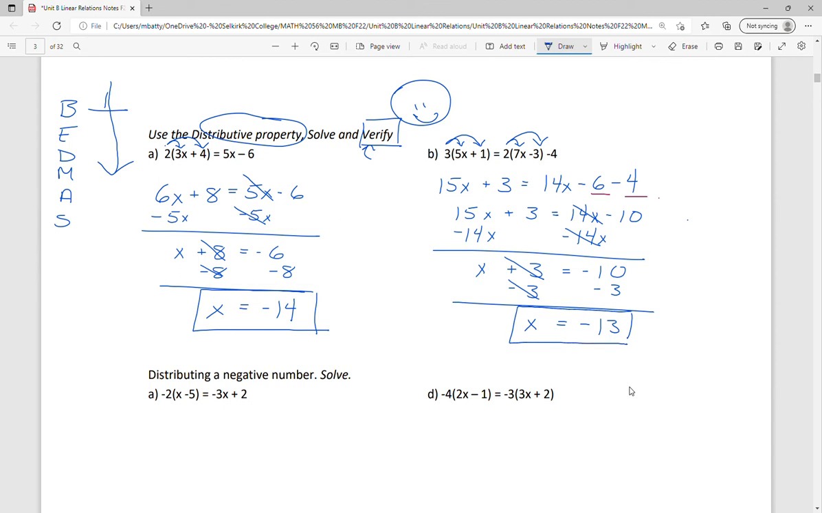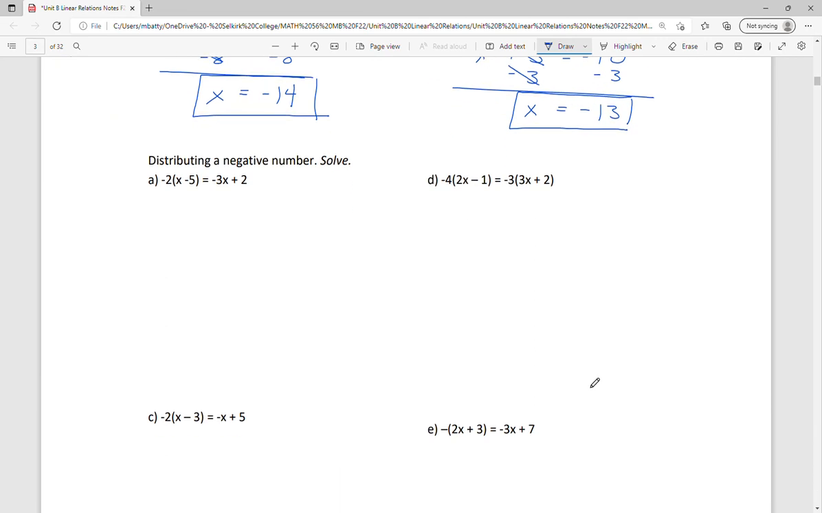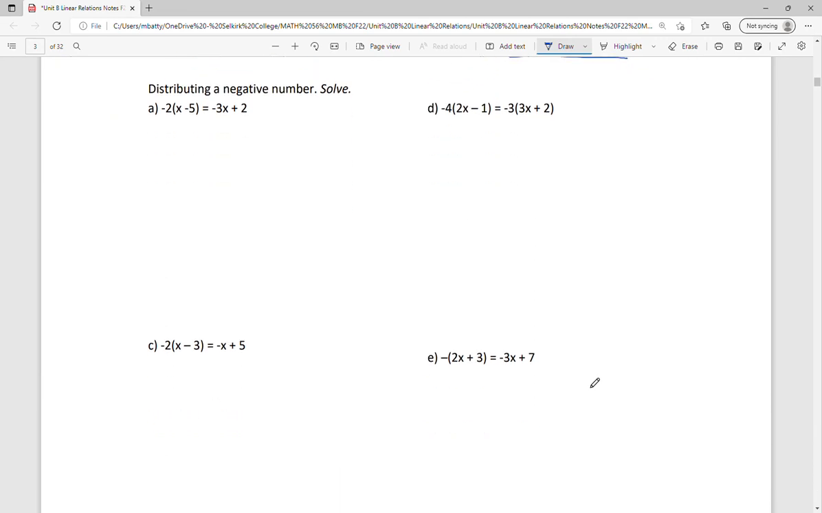So a few more on the page here before we get into the other part of this, and this is a bit of a longer video. We're going to distribute a negative number. So nothing different in this, but just watch your sign. So we'd have negative 2 times x, so that's negative 2x. Negative 2 times negative 5 is a positive 10. And then I'm copying the rest over here.